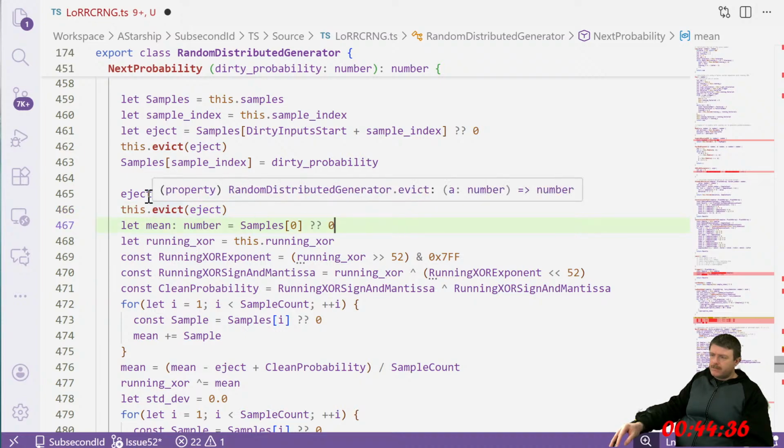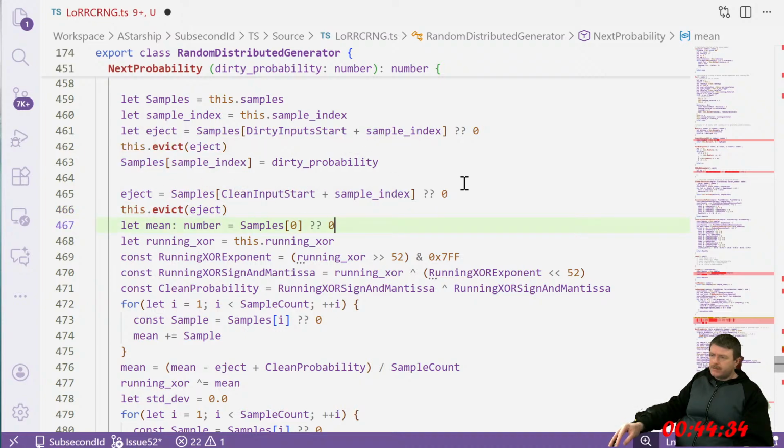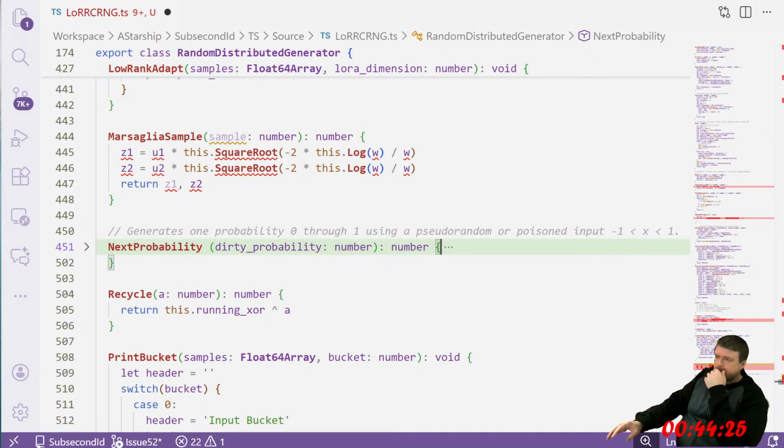All right. So what do we do? We eject. So how do I? So am I generating pairs of samples?